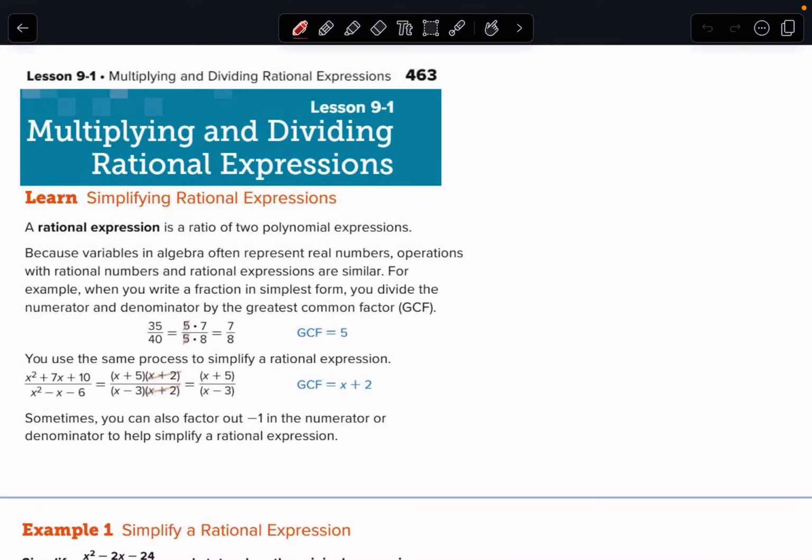Okay, here we are, Chapter 9, Section 1, Multiplying and Dividing Rational Expressions. It starts on page 463 of your book. Here we start out with: a rational expression is a ratio of two polynomial expressions. Remember that a ratio is a division.